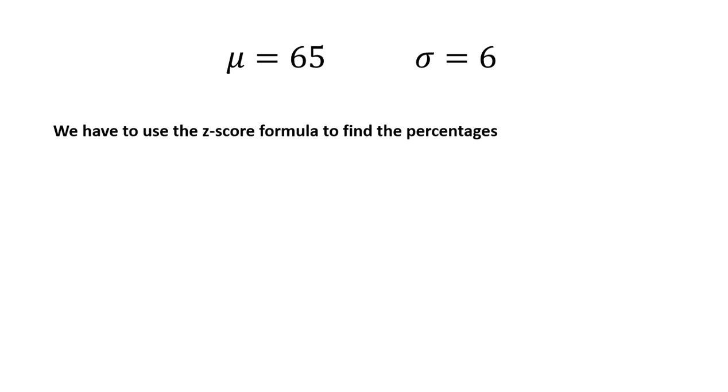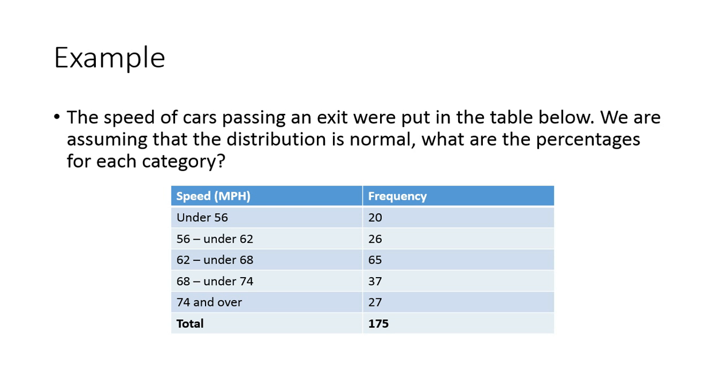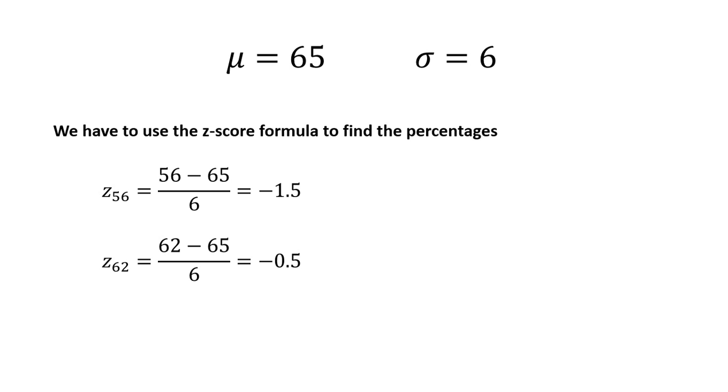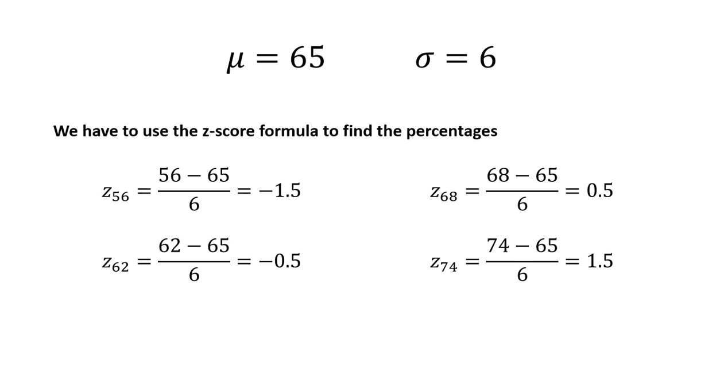Now, using our z-score formula, we want to find what percent should fall into each category. Going back to the previous slide, the numbers 56, 62, 68, 74 are the numbers we use as our x's. The 65 is our mu, and 6 is our sigma. We find each value. For 56 it's negative 1.5, for 62 it's negative 0.5, for 68 it's positive 0.5, and for 74 it's positive 1.5. Look at how nice that worked out.